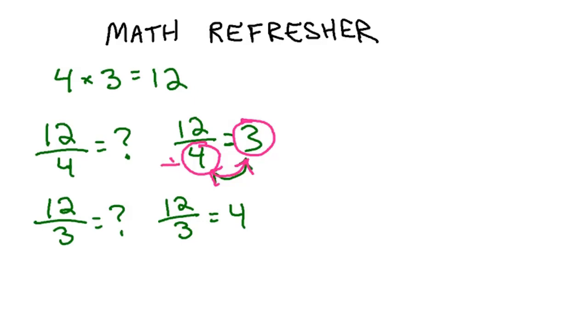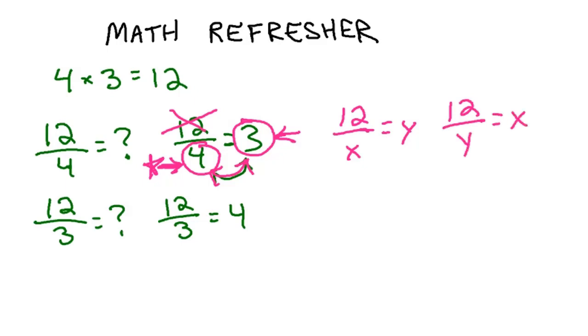You can swap the bottom of the division bar with the number on the other side of the equals. Now you can't swap the top number on the division. You can only swap the bottom number on the division, under the division bar, and the number on the other side of the equals. So 12 divided by x equals y, 12 divided by y equals x.